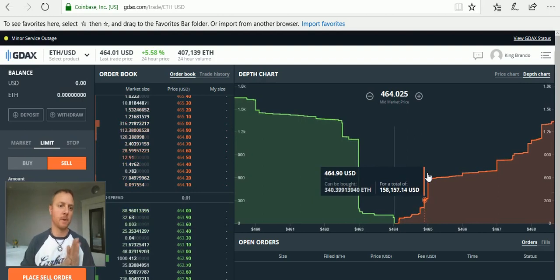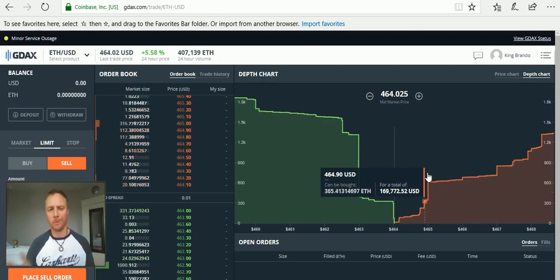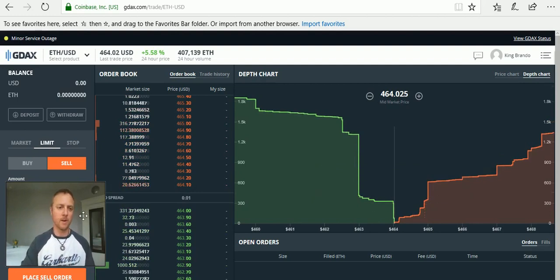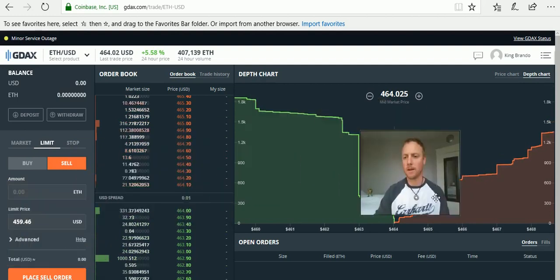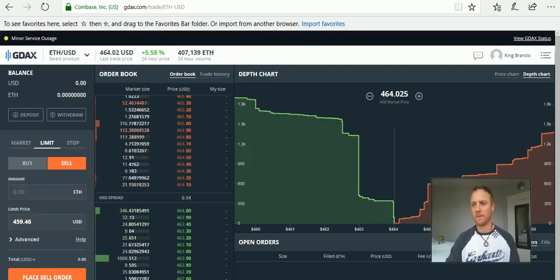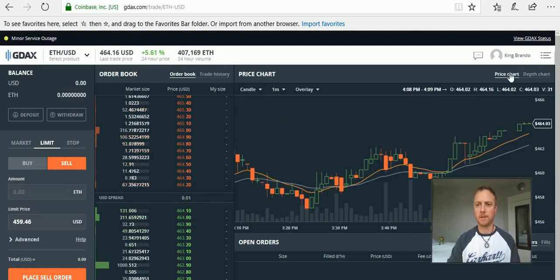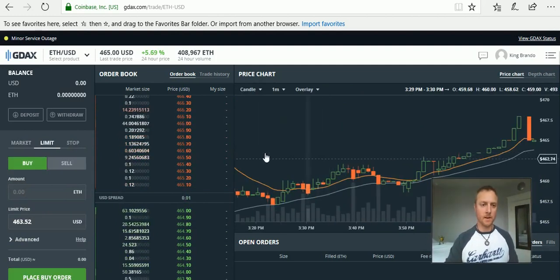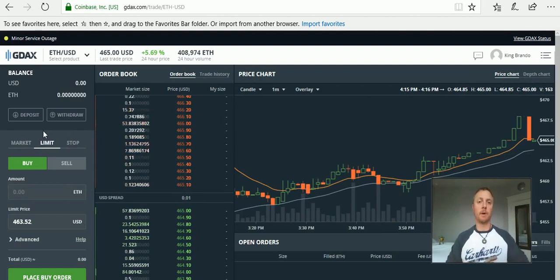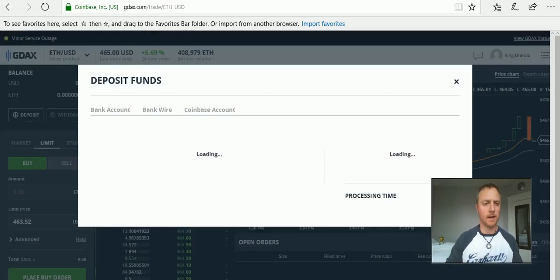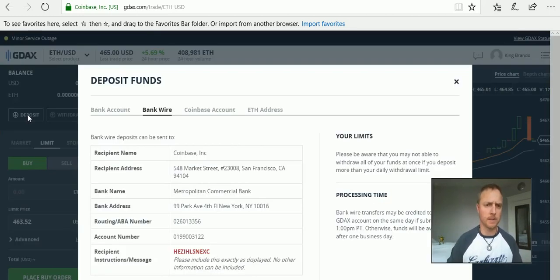Alright, now to the fun part. Let's learn how to set up your limits and your stops and cover what the market is. So here we go. Move this back out of the way. Get it set up right about there. Put it back on the price chart. Alright, well, let's head on over. Well, we need to deposit some funds. Now, seeing as how it is owned by Coinbase, it is linked straight to your account, and the transfers are free. So let's go ahead and see how we go about doing this.